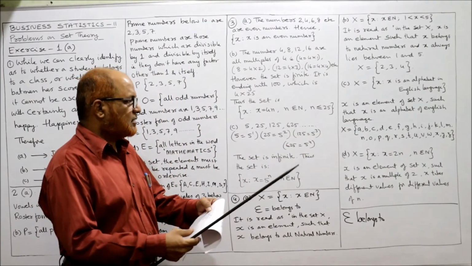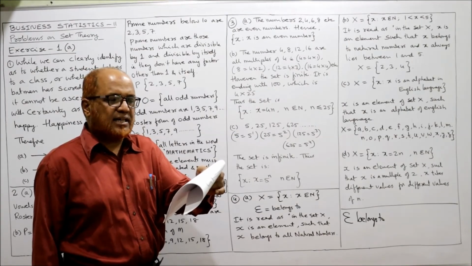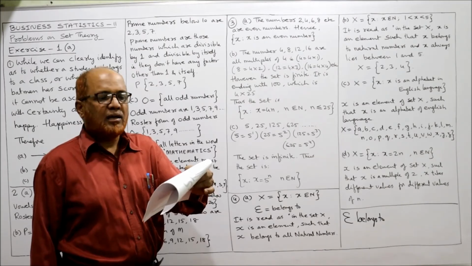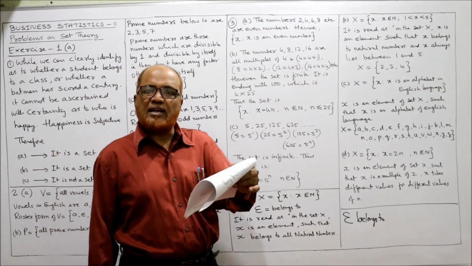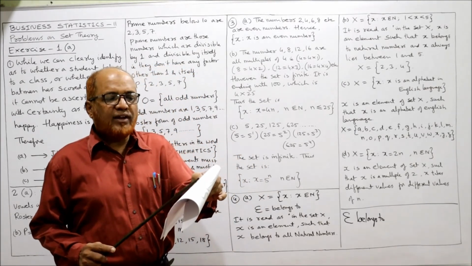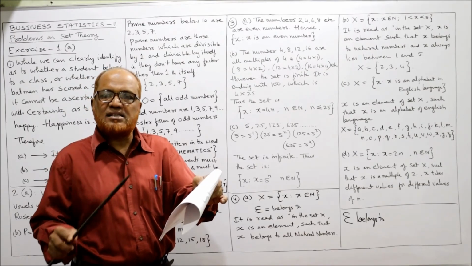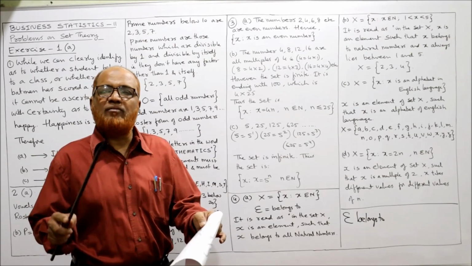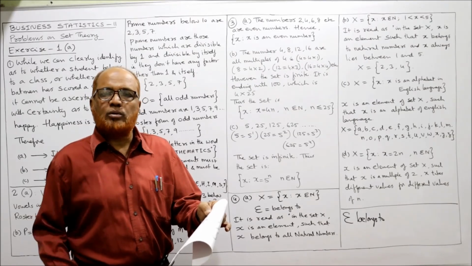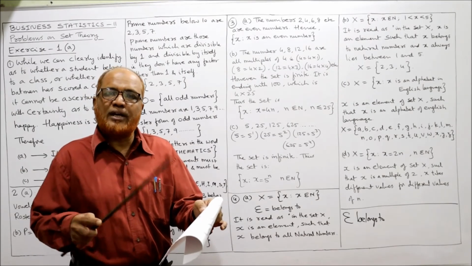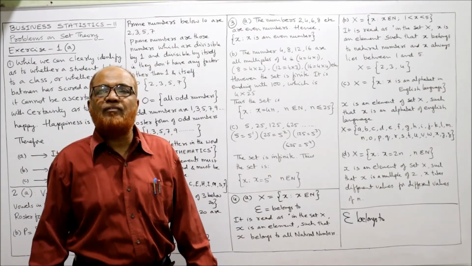Next, D, last question. X is equal to small x, an element such that x is equal to 2n, where n belongs to natural number. Natural numbers are 1, 2, 3, 4. So how can we write this set? X is equal to small x such that x is equal to 2n. And in place of n we'll write 1, 2, 3, 4. 2 into 1, 2. 2 into 2, 4. 2 into 3, 6. 2 into 4, 8. 2 into 5, 10. Like that it goes on up to infinity.